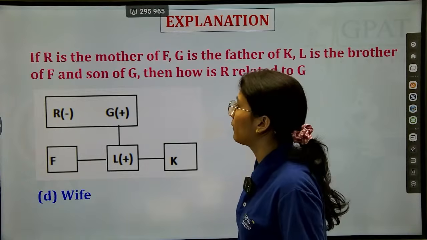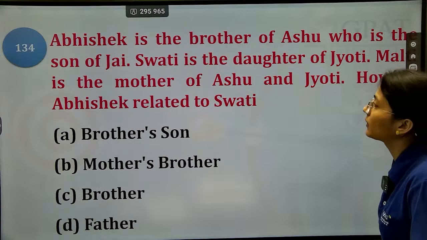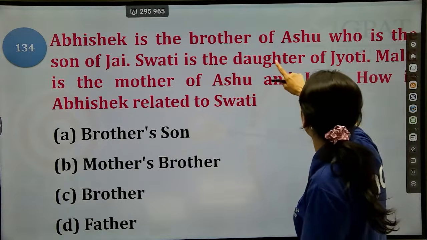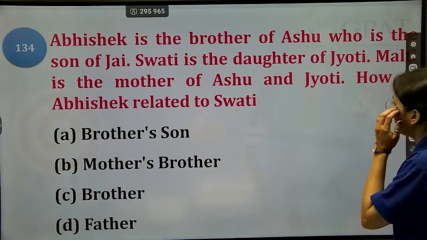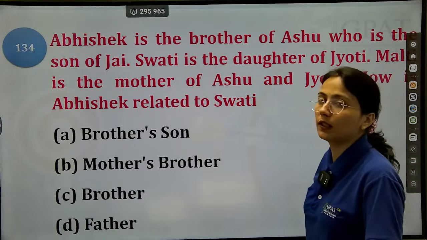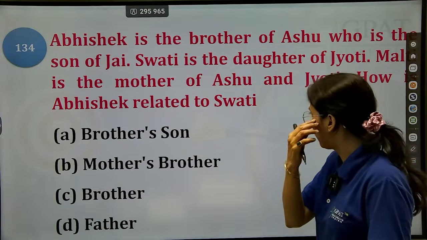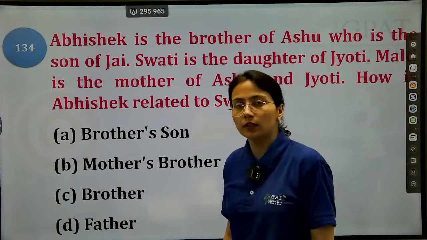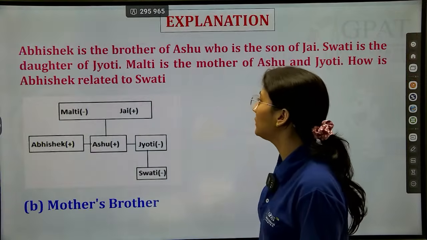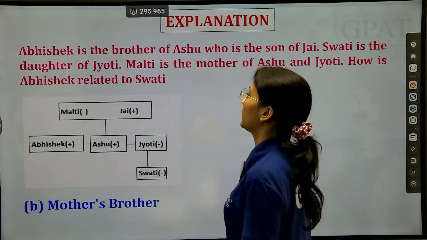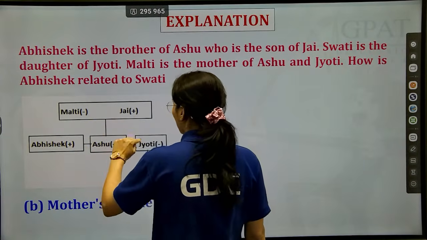That is wife. Now Abhishek is the brother of Ashu, who is the son of Jay. Swati is the daughter of Jyoti. Malti is the mother of Asu and Jyoti. How is Abhishek related to Swati? So we have to find the relation between Abhishek and Swati. We have 4 options, that is brother son, mother's brother, brother father. So the correct option is what? That is mother's brother. So Malti and Jay, Asu, Abhishek, Jyoti, so Swati.